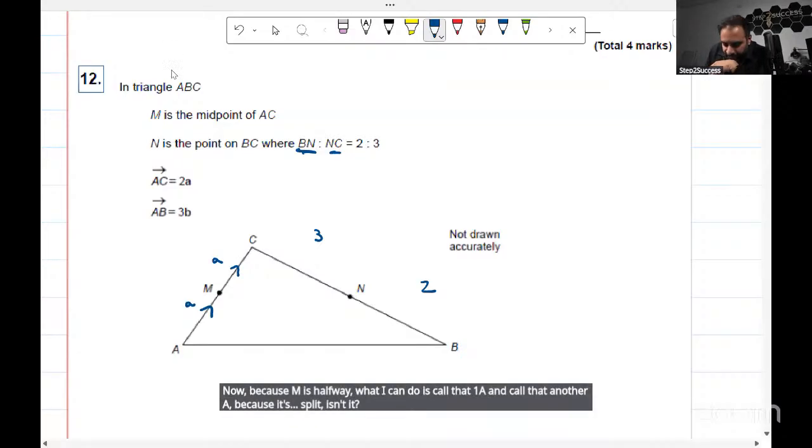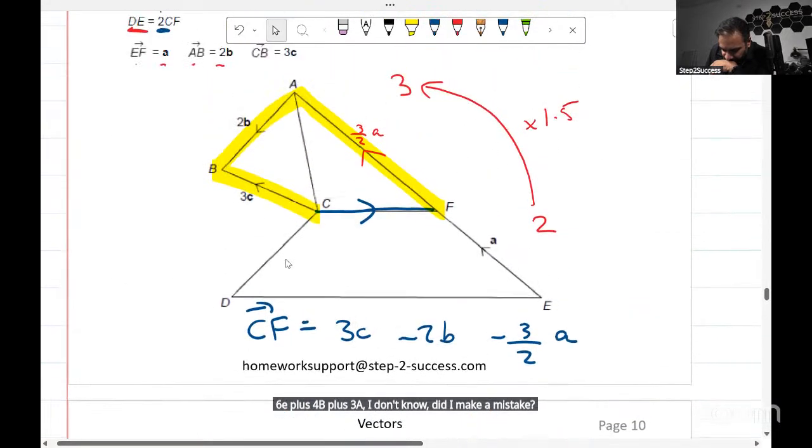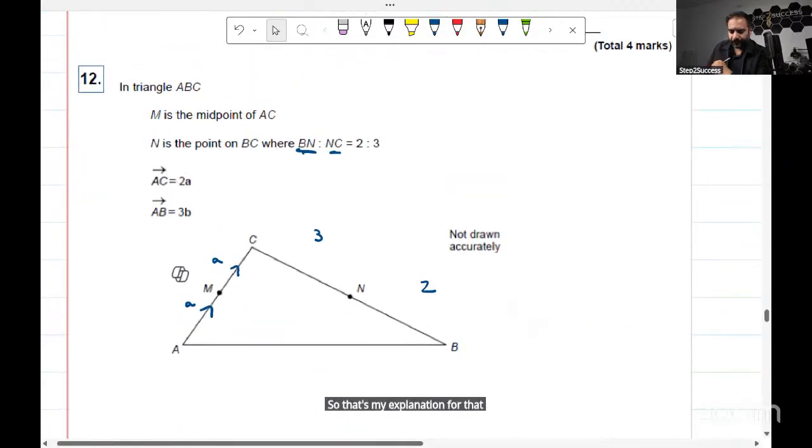6E plus 4B plus 3A. I don't know, did I make a mistake? Because that was a minus, so we went against this arrow, so it was minus 2B, wasn't it, to start with? And then you doubled it to minus 4B. And then we went against that arrow, so it was minus 1.5A, which I doubled to minus 3A. So that's my explanation for that.